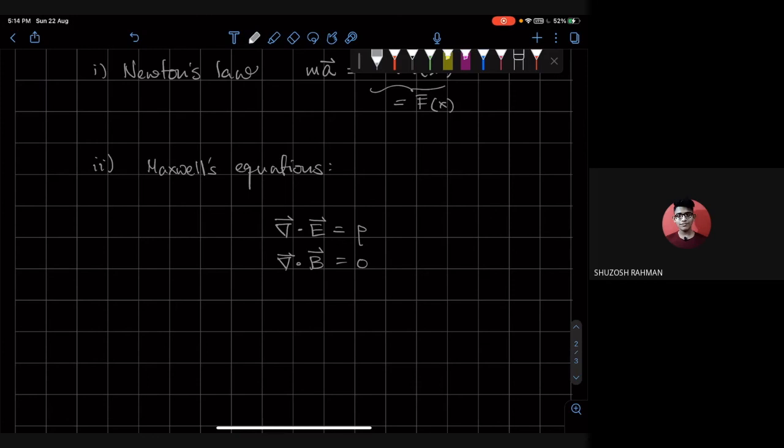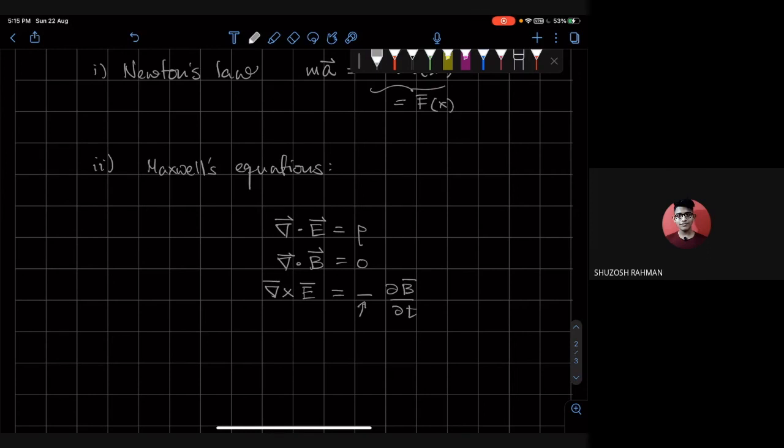And then there is the curl of E. Curl of E is given by minus the rate of change of the magnetic field with respect to time. And this is Faraday's law, or more appropriately, Faraday-Lenz's law, because this minus sign is by Lenz. And this minus sign is very important, otherwise energy would not be conserved.